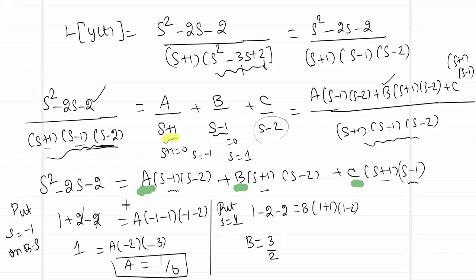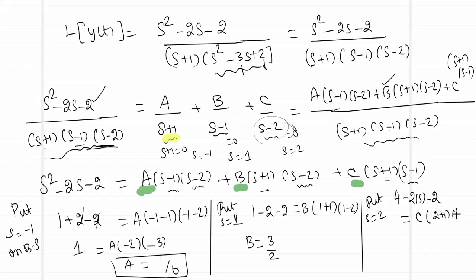Next, for the last quantity, what will be our substitution for estimating C? Equate the last factor to 0. S minus 2 is 0, so S will be 2. When I put S equal to 2 on both sides, this becomes 2 square, which is 4, minus 2 into 2 minus 2. And S minus 2 is equated as 0. So this S minus 2 will become 0, leaving you with just C times of putting S as 2. So 2 plus 1 and 2 minus 1. Hence I get the value of C to be equal to minus 2 by 3.